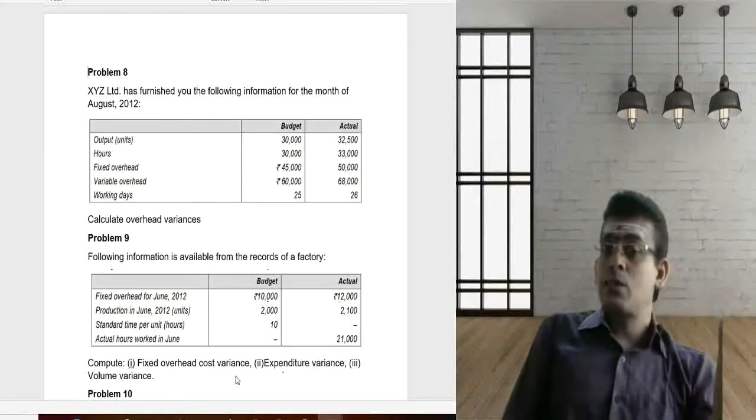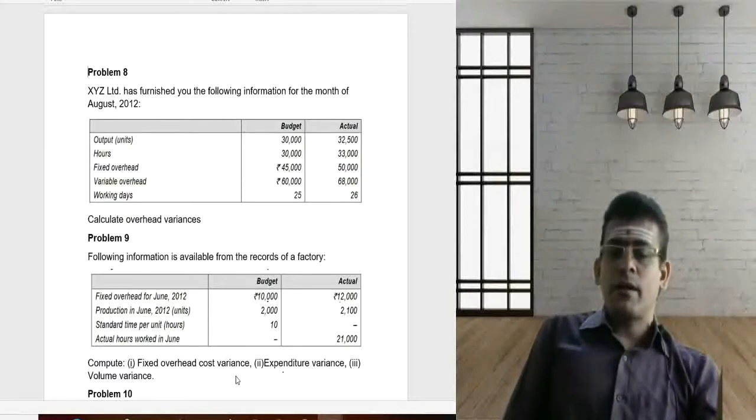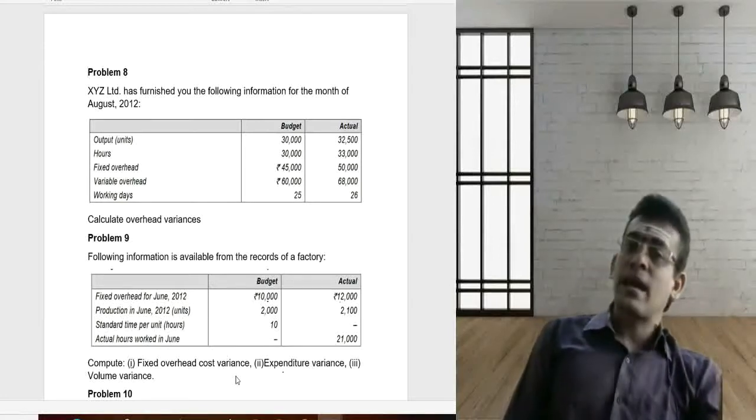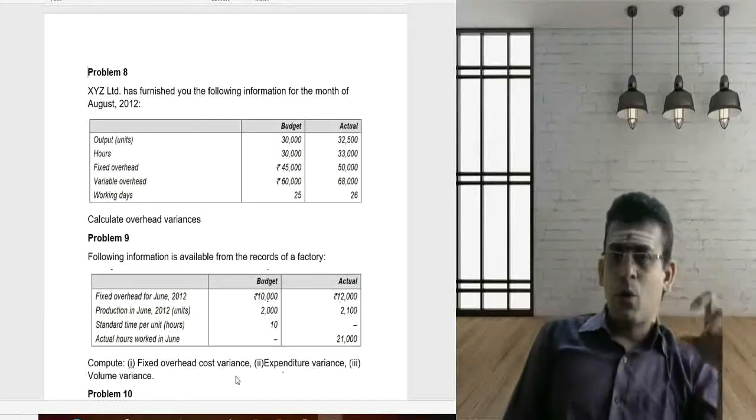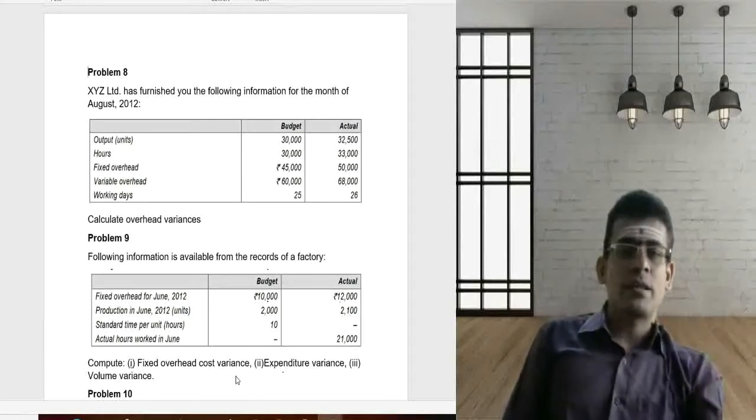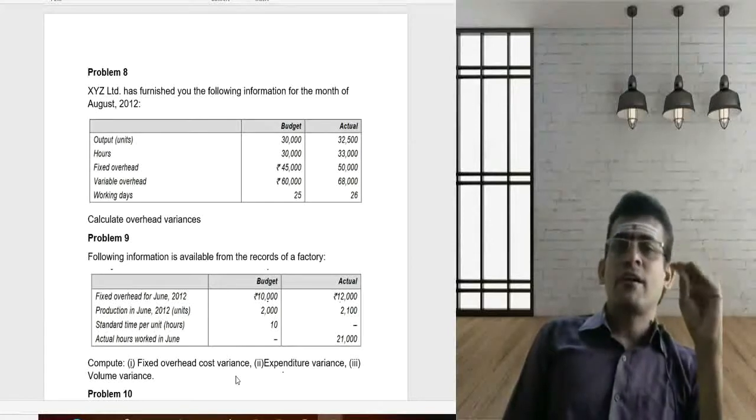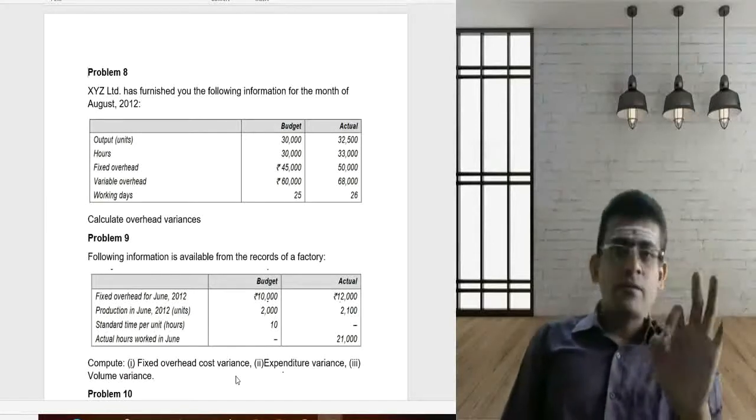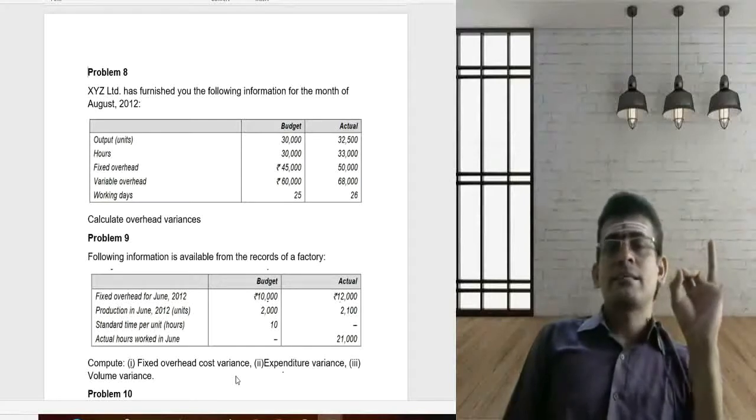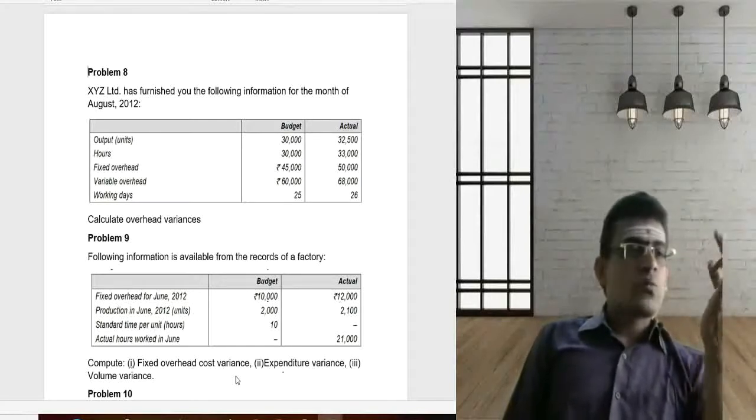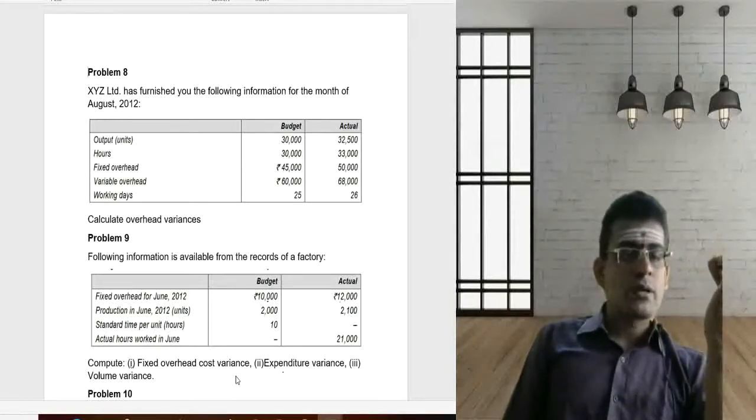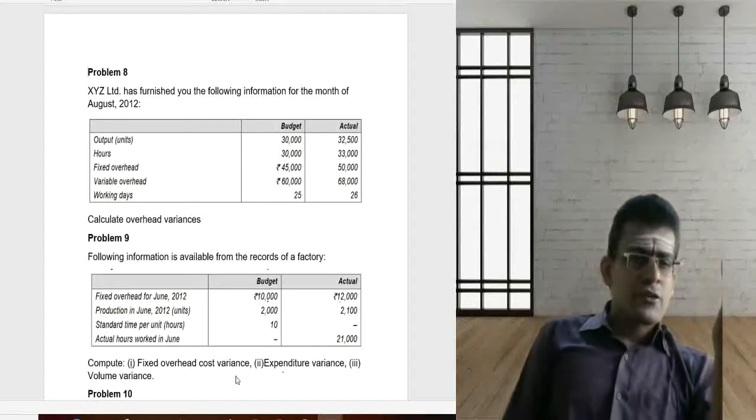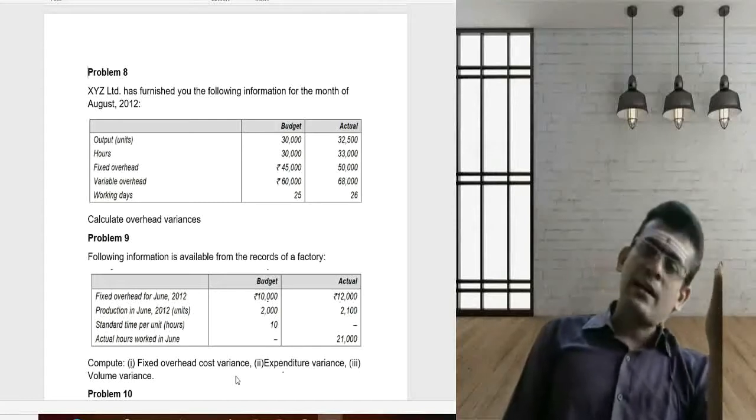Even if you look at the 8th problem, budget overhead was 45. Actual overhead was 50. So ultimately budget minus actual is nothing but your expenditure. So 45 minus 50, 5,000 adverse. So by looking at the problem, I can easily say one variance. So how many other variances are there? Only 5 variances you need to calculate. Of the 5 variances, if you calculate your observed, you can easily calculate 2 variances. What? Cost as well as your volume. So you will be left with only 2 variances, which is nothing but your efficiency, which is nothing but your calendar variance.